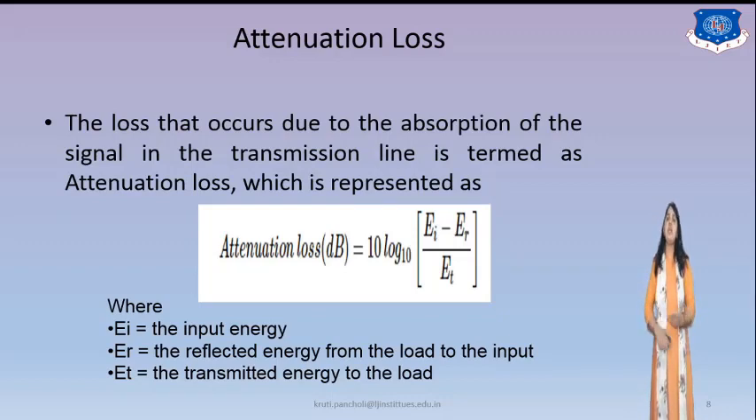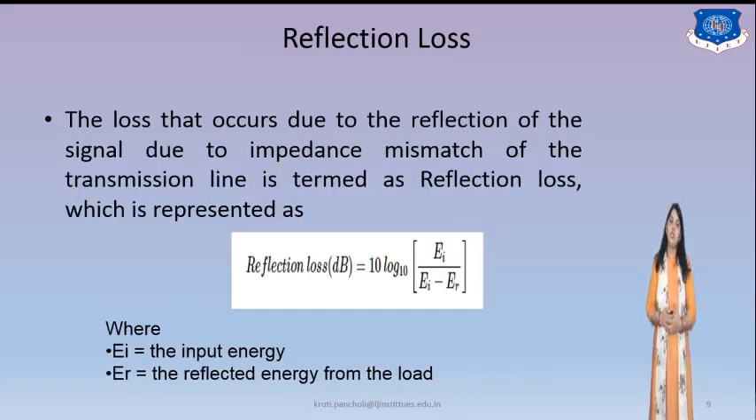So very first, what is the attenuation loss? The loss that occurs due to the absorption of the signal in the transmission line is referred to as attenuation loss, which is defined as attenuation loss equal to 10 log10 of EI upon (EI minus ER) upon ET, where EI is the input energy, ER is the reflected energy from the load to the input, and ET is the transmitted energy to the load.